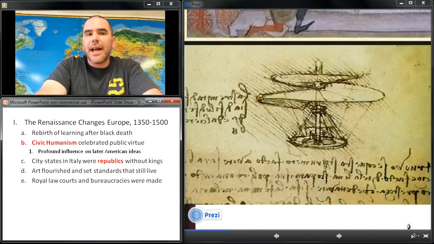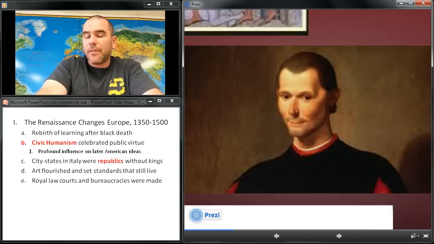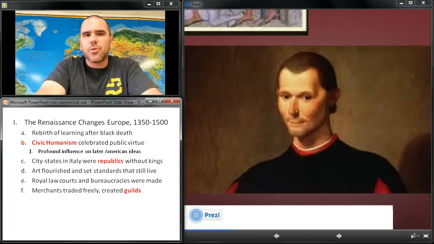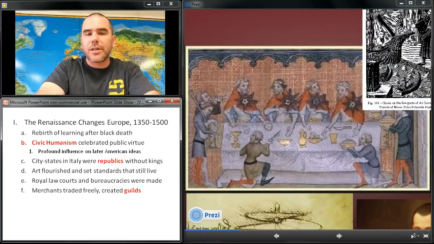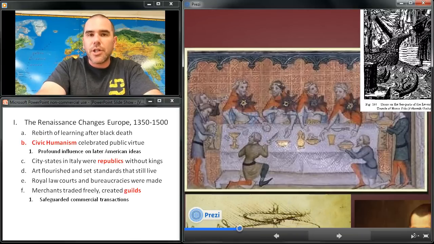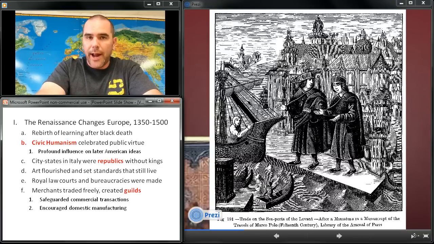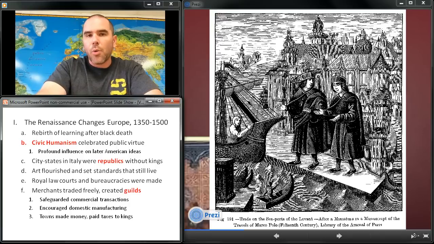Following Niccolo Machiavelli's advice in The Prince from 1513, an alliance of monarchs, merchants, and royal bureaucrats challenged the power of the agrarian nobility by creating royal law courts and bureaucracies. Monarchs allowed merchants to trade throughout their realms, granted privileges to the artisan organizations called guilds, and also safeguarded these commercial transactions, thereby encouraging domestic manufacturing and foreign trade. In return, kings and princes extracted taxes from towns and loans from merchants to support their armies and their officials.